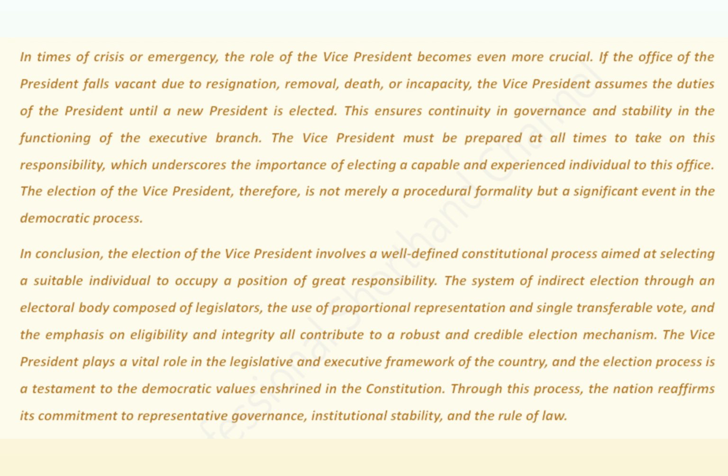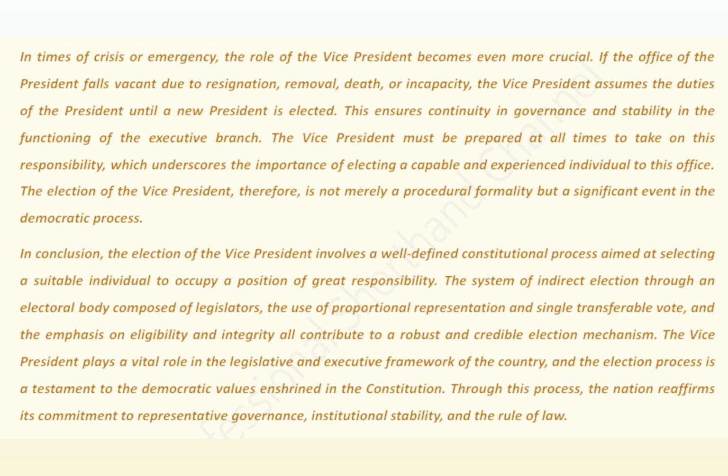The election of the Vice President, therefore, is not merely a procedural formality but a significant event in the democratic process. In conclusion, the election of the Vice President involves a well-defined constitutional process aimed at selecting a suitable individual to occupy a position of great responsibility. The system of indirect election through an electoral body composed of legislators, the use of proportional representation and single transferable vote, and the emphasis on eligibility and integrity all contribute to a robust and credible election mechanism.